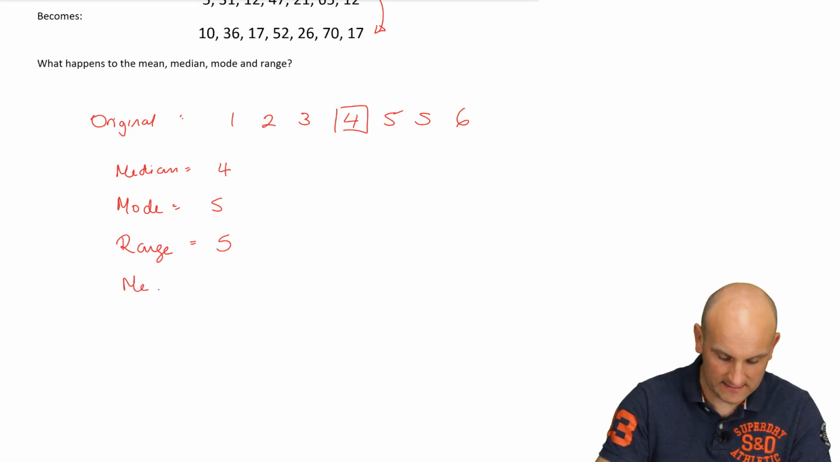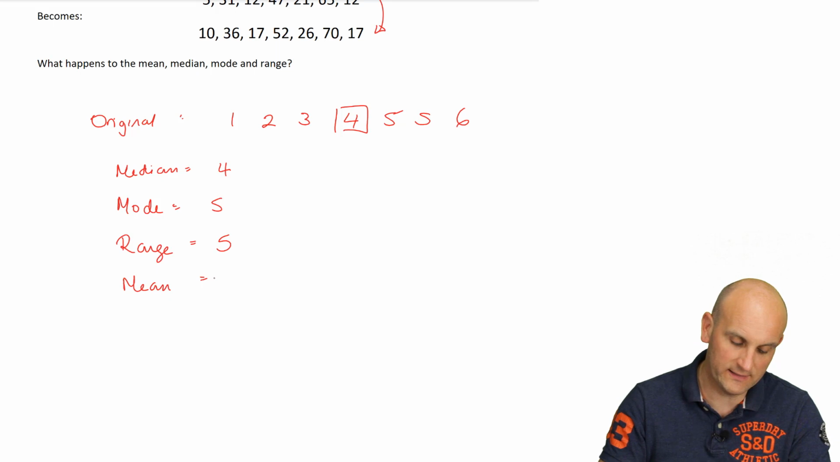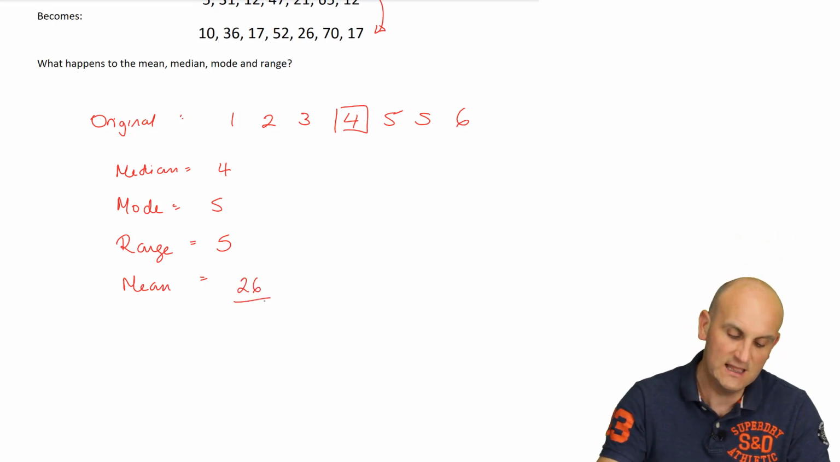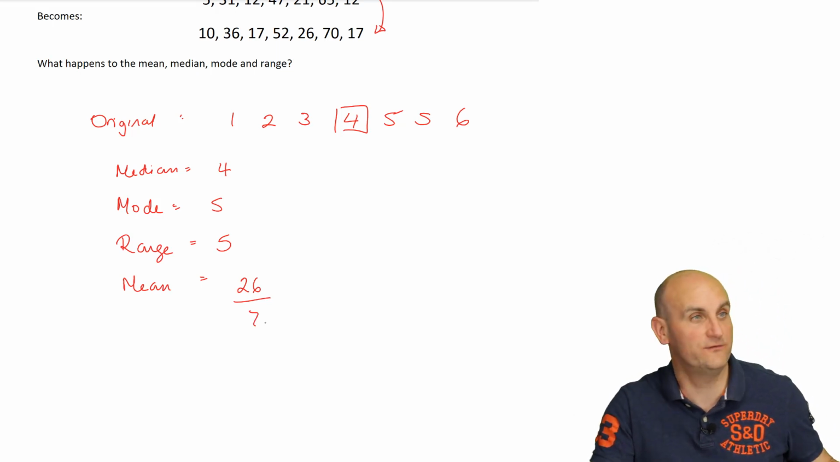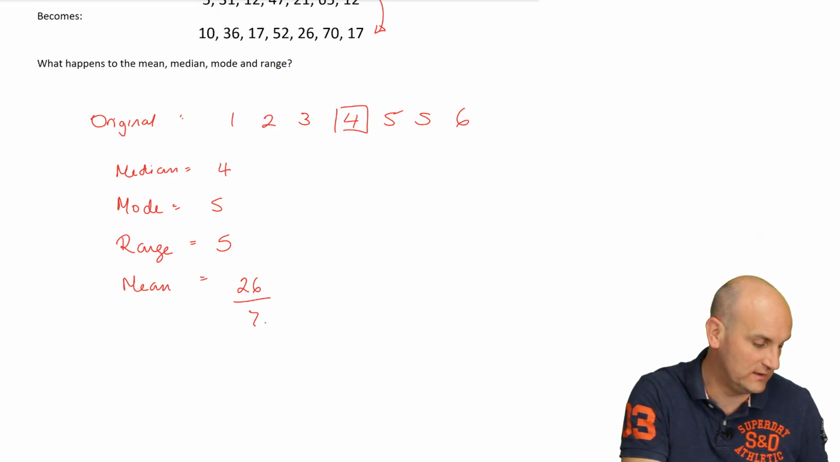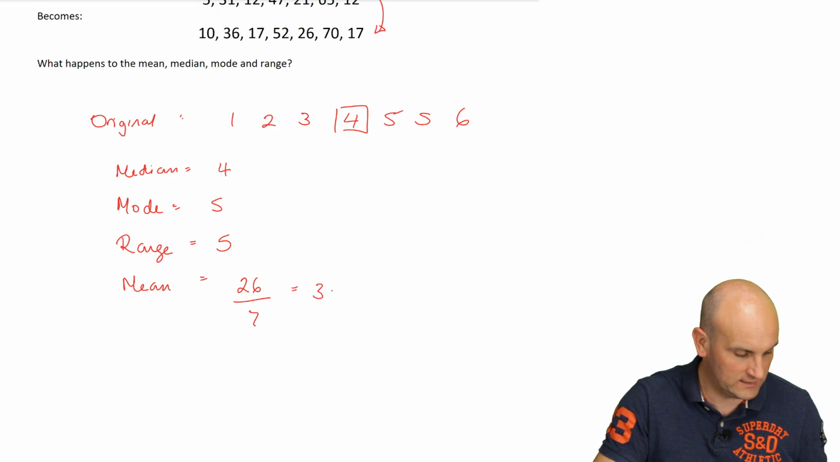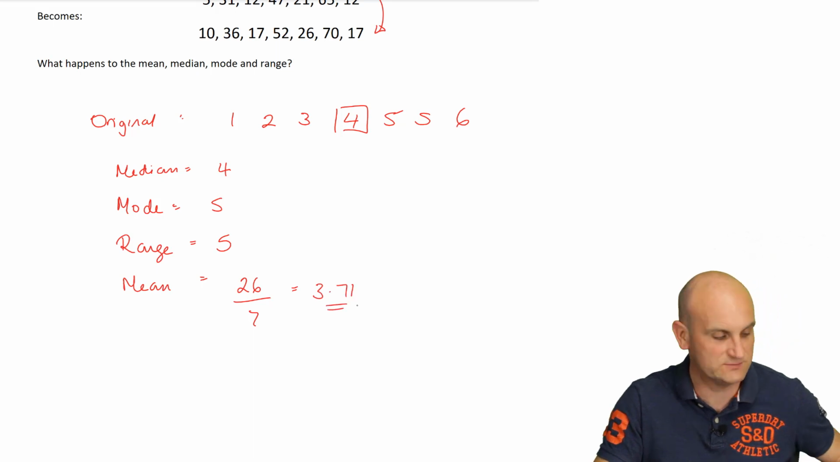And what is my mean? Well, we need to try and work that out. So that's 1 plus 2 is 3, plus 3 is 6, 10, 20, 26. So I've got all my numbers added together, give me 26. And I've got to divide that by 1, 2, 3, 4, 5, 6, 7. Well, that's not very nice at all, because 26 divided by 7 is not a nice number. So what I'm going to do is just load up my calculator and go 26 divided by 7 equals, and that gives me 3.71 rounded to 2 decimal places.